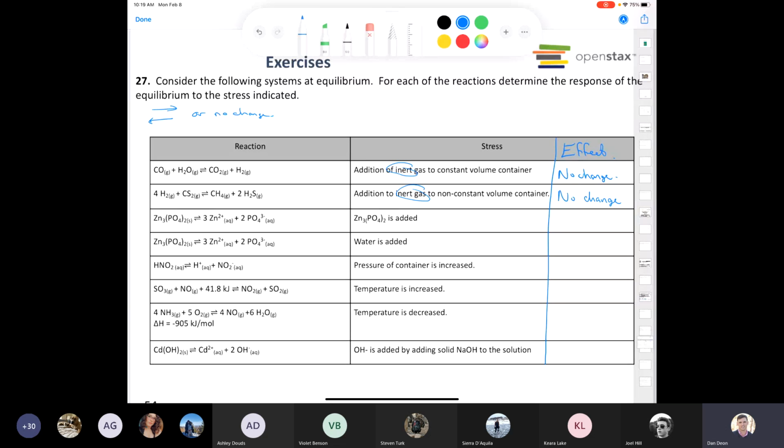Next one, we have zinc phosphate. It's in equilibrium with zinc 2 plus and phosphate. And what would happen if we were to add some zinc phosphate? What would happen to our equilibrium here? The right. What's going to happen? Make sure to look at the phases of the reactant and the products.